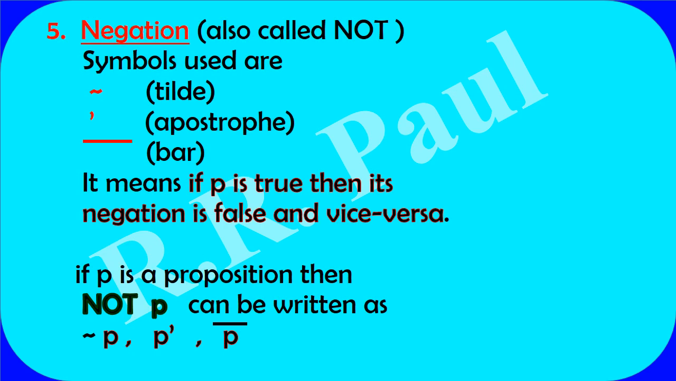The fifth one is negation, which is also called not. And the symbols that are used to represent negation are given here. There is a tilde sign, then an apostrophe or a bar. It means if P is true, then its negation is false, and vice versa. So if P is a proposition, then not P can be written as given on the screen.